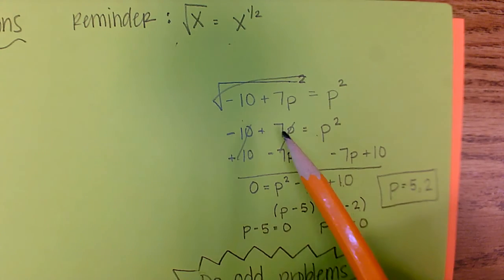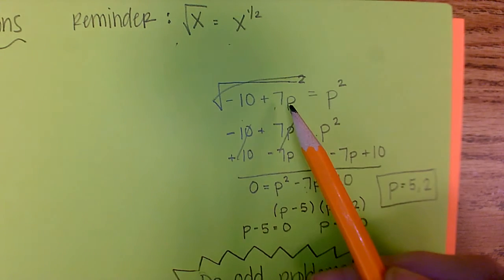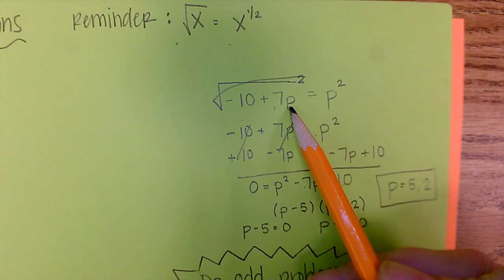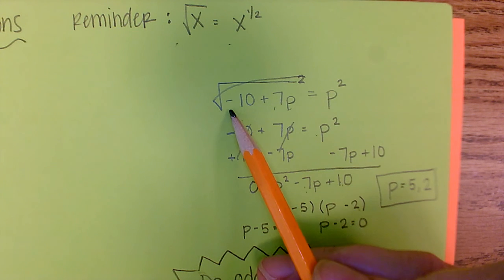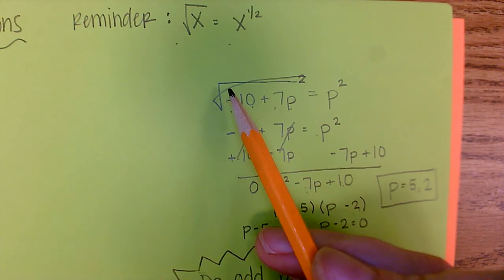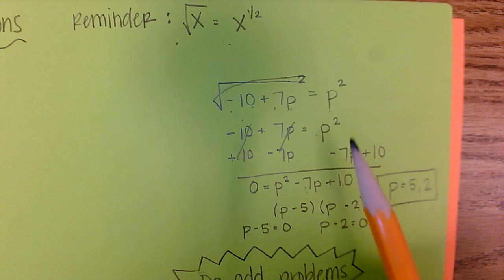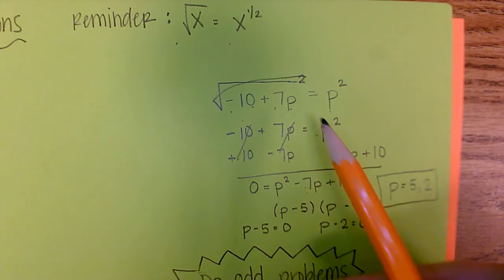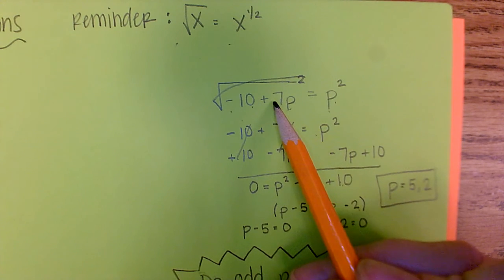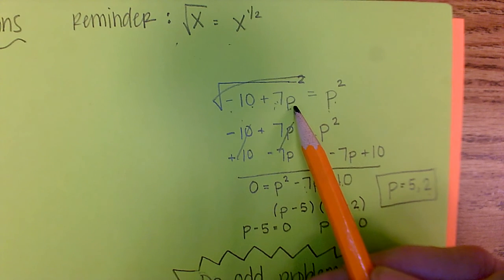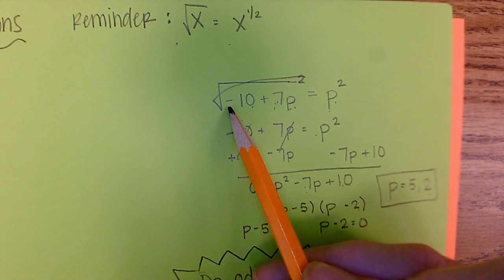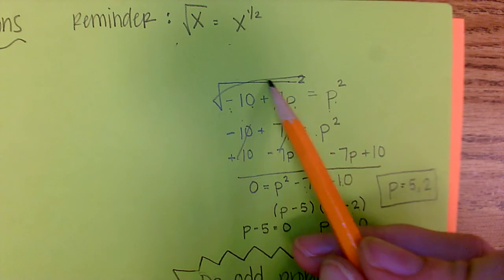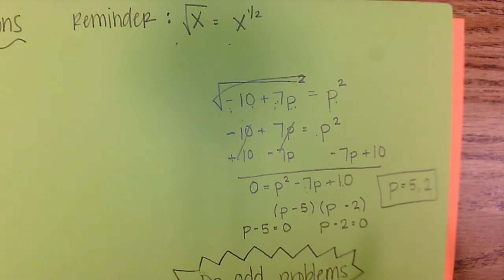So we say plug 5 in. 7 times 5 is 35. Minus 10 is 25. The square root of 25 is 5, which is what we started with. 2. Plug in 2. 7 times 2 is 14. 14 minus 10 is 4. The square root of 4 is 2, which is what we started with, 2. So that works. Okay? So that's your review of square root functions and how to solve them.